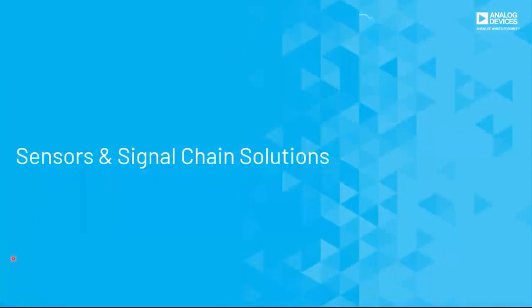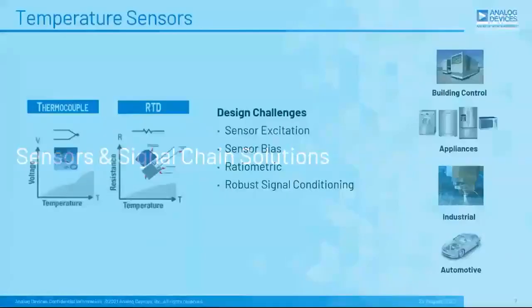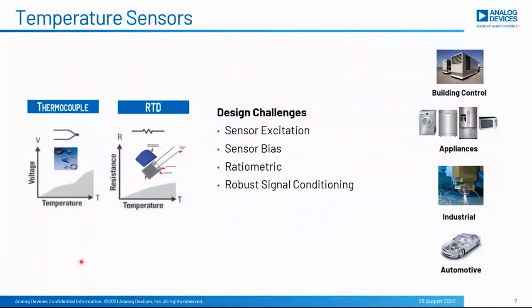Let's move on to sensors and their signal chain solutions. For temperature sensors, we have picked RTD and thermocouple sensors, as these sensors are found in numerous applications in our day-to-day life. Some common applications include HVACs, household appliances, and they are found in numerous industrial and automotive applications.